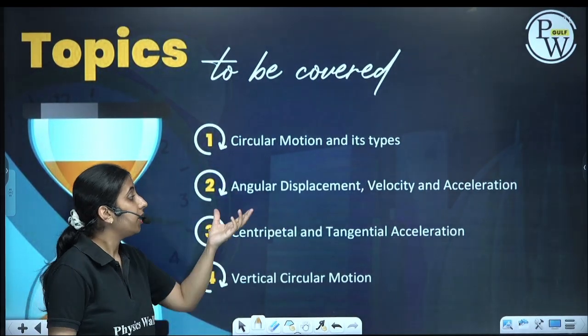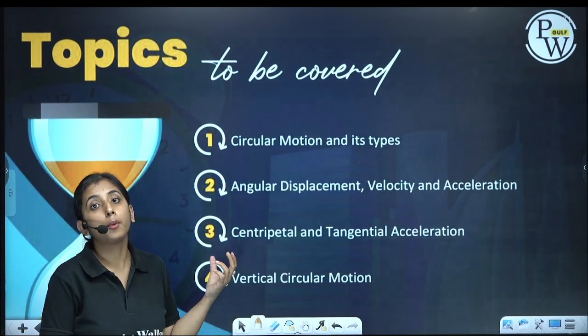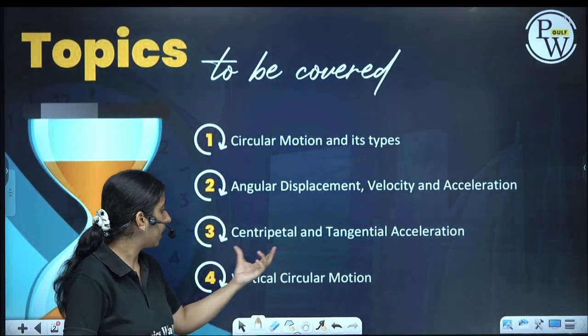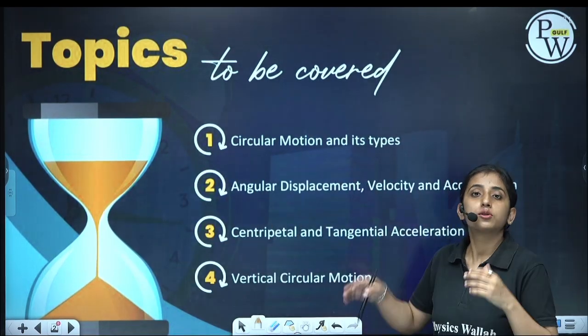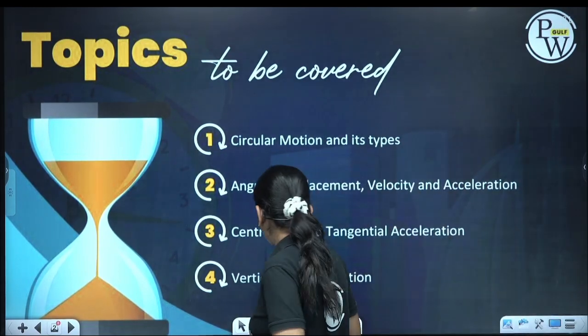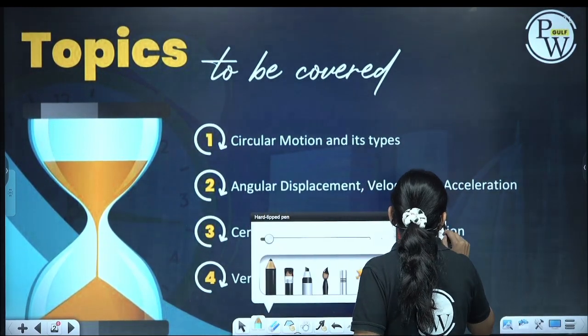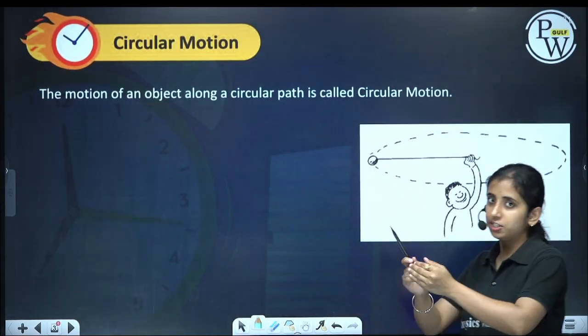Then we'll be doing tangential and centripetal acceleration, what are the two components of linear acceleration, and then we'll be going on to vertical circular motion. Okay, so these are the topics we'll be covering today in our recap session. So let's start our session with full energy and we will keep this energy till the end.